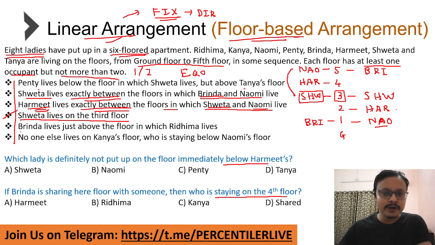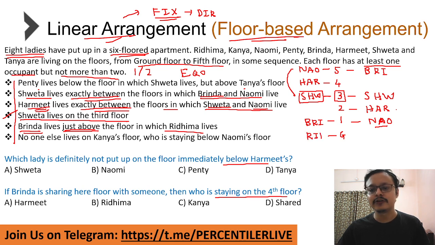The next clue, the moment you plug in Brinda, it says Brinda lives just above. Just above means immediately above, that is, on adjacent floors as well as above. So Brinda lives just above the floor in which Riddhima lives. So in the first case, if Brinda is on the first floor, Riddhima must be on the ground floor. In the second case, if Brinda is on the fifth floor, then Riddhima should be on the fourth floor.